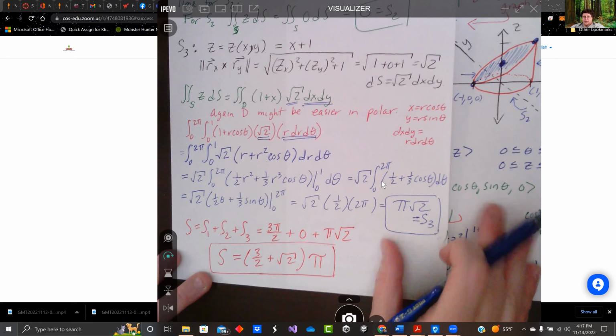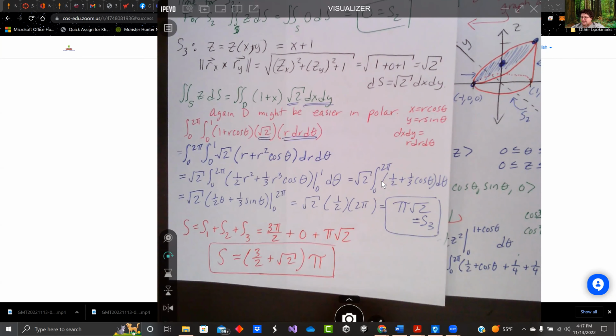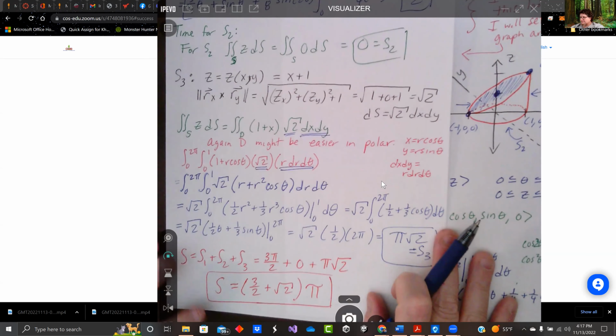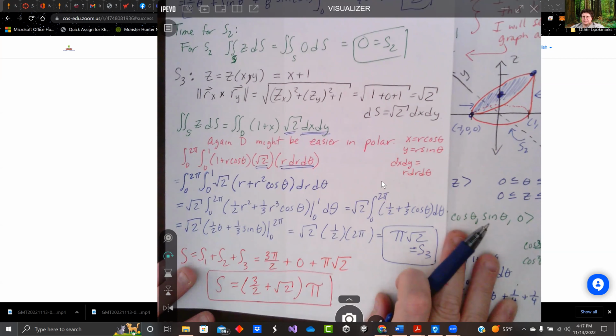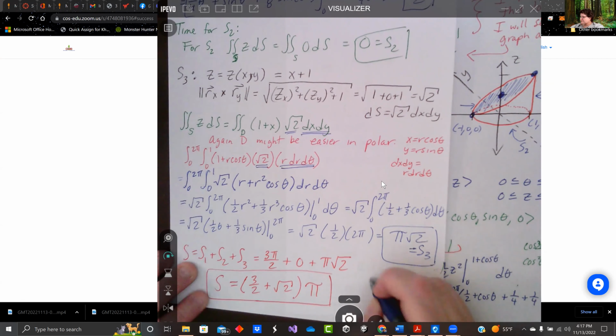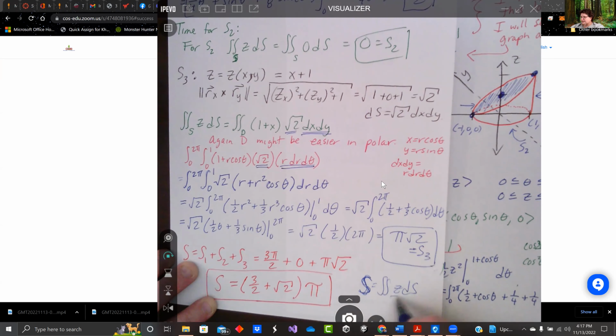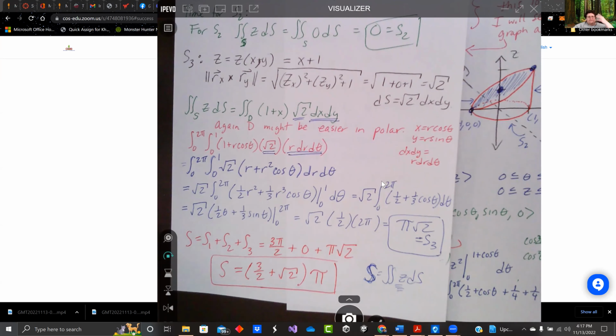Okay, we add them all up, we get this value. It's not the surface area, it's the value of the integral, because we had S was the integral, z dS. So this z is throwing everything off. That's it for 15.5. Peace.